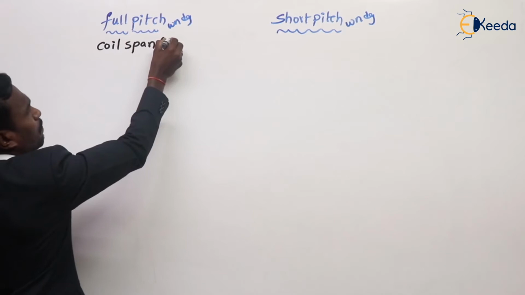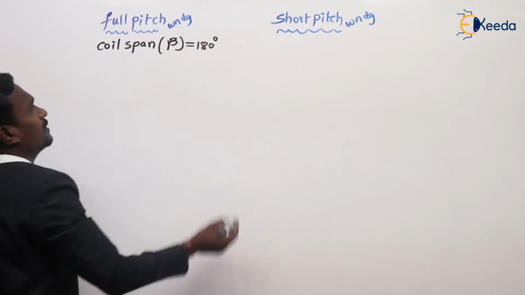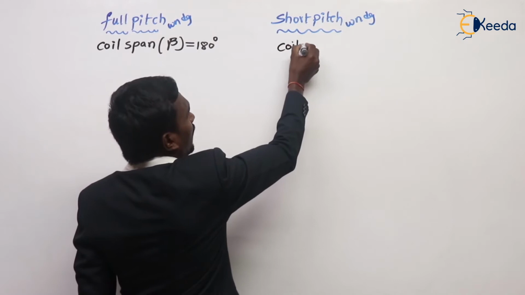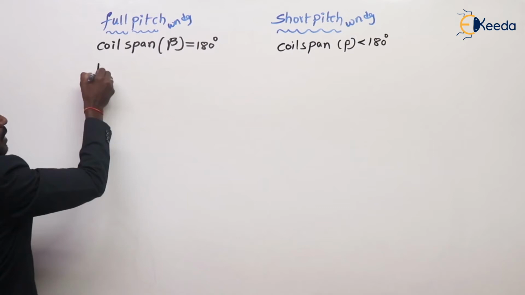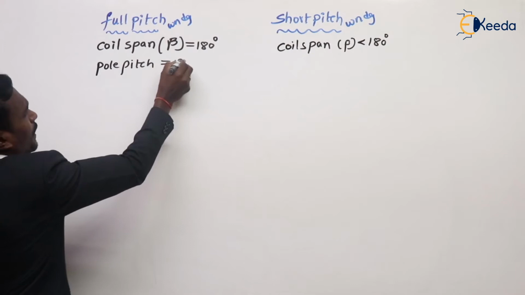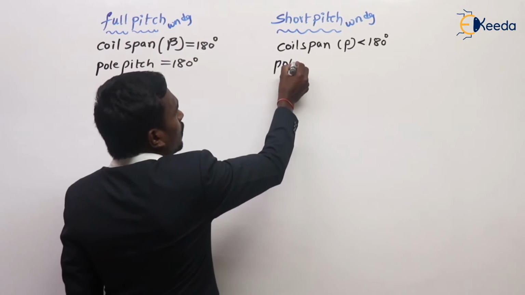a winding in which the coil span is exactly equal to 180 degrees. That is called full pitch winding. If the coil span is less than 180 degrees, it is called short pitch winding. And in which the pole pitch is exactly equal to 180 degrees, that is full pitch winding. In which the pole pitch is less than 180 degrees, it is called short pitch winding.